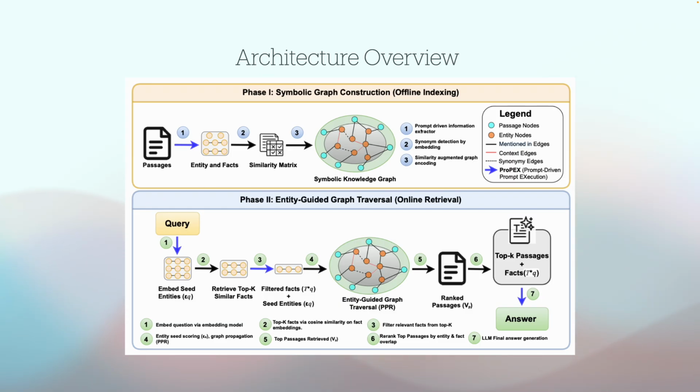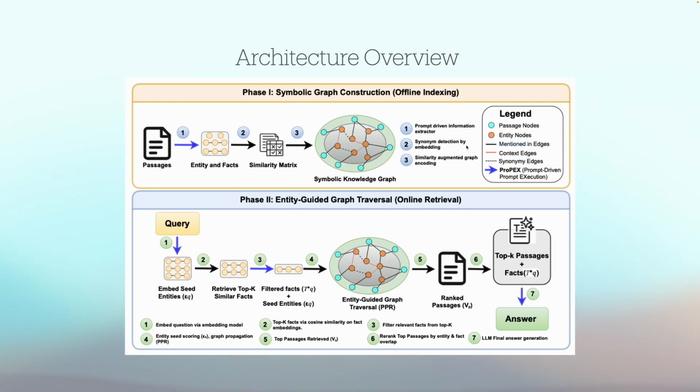So if you see, these are the steps here, and after that this is the retrieval side, where the query is sent, and then from the embedded seed entities we get the top k similar facts. Then we combine both the filtered facts and the seed entities, and based on the entity guided graph traversal we get the ranked passages. In this we take the top k passages and combine them with the earlier fact overlap, and then the final answer generation.